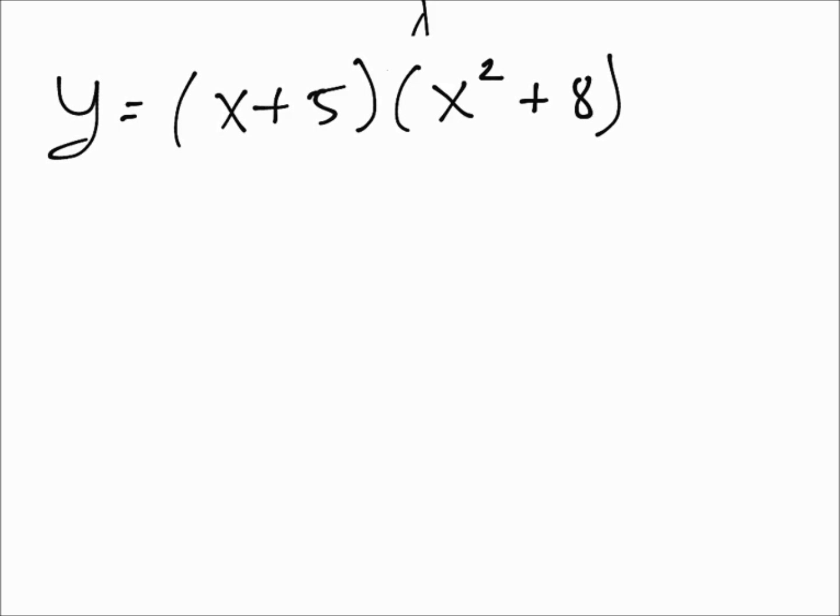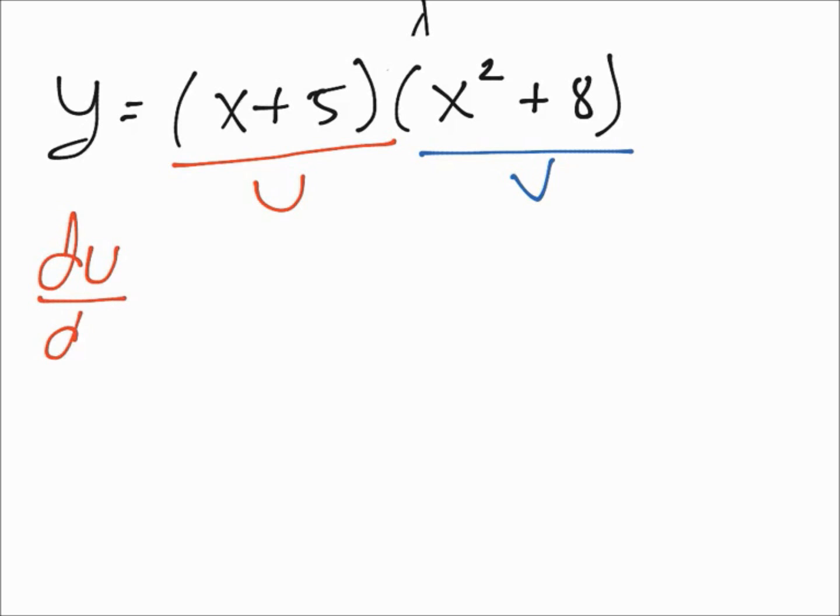So the first thing you want to do is just name each of your variables. I'm going to name this one u, and this one, not the variables, the different expressions we have, v. And let's separate it into different parts. So our du dx is going to be equal to 1 because it's just the derivative of x plus 5, and our dv dx is going to be 2x.